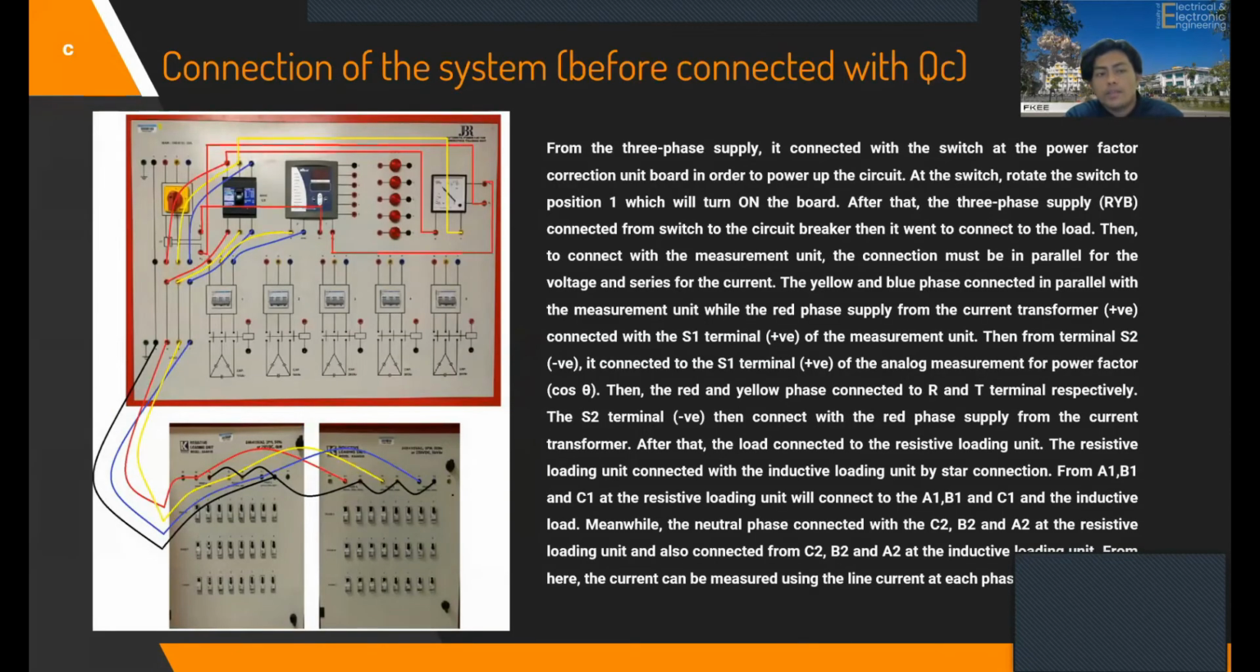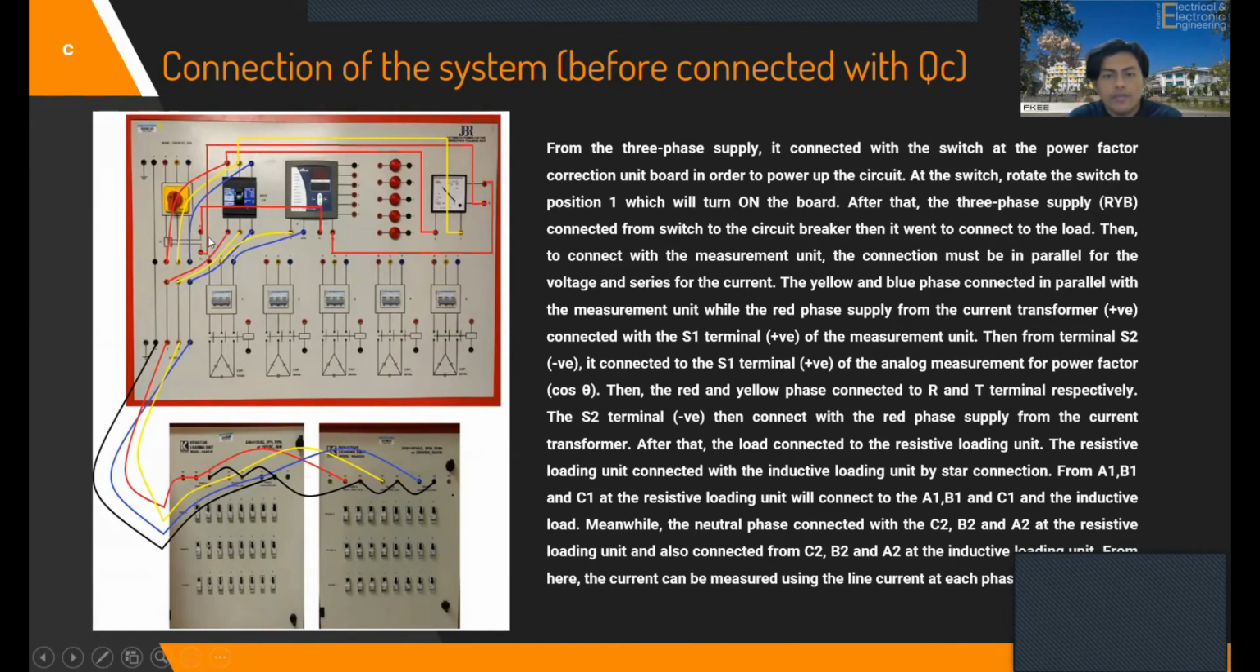Next, I will be explaining the connection of the system before being connected with the QC, which is the capacitive load. So from the three-phase supply, it is connected with the switch at the power factor correction unit board. At the switch, we have to rotate the position of the switch to 1. With that, it will turn on the board. After that, the three-phase supply, which is the red, yellow, blue, is connected from this switch to the circuit breaker. And from the circuit breaker, it is connected to the load, which is supplied to the load.